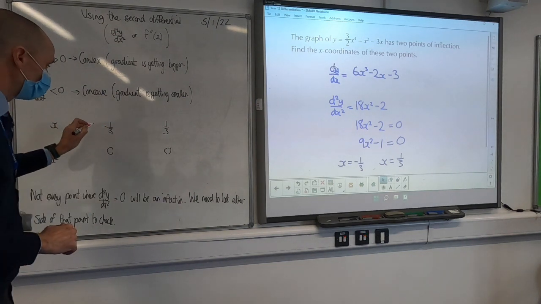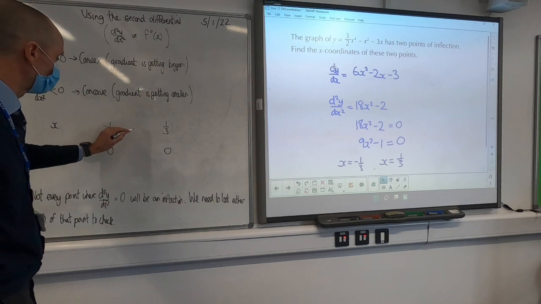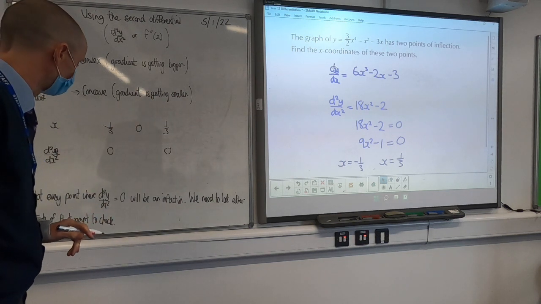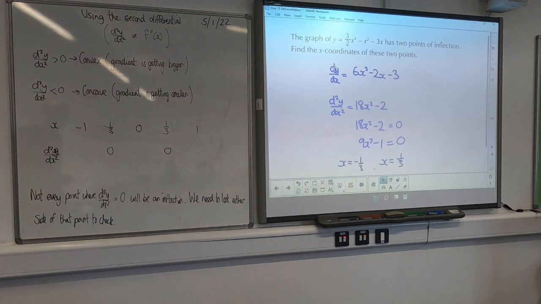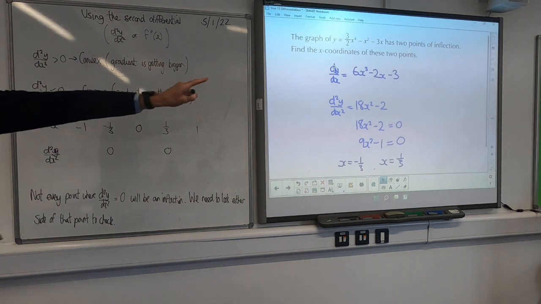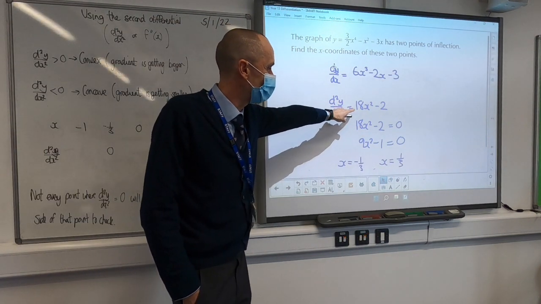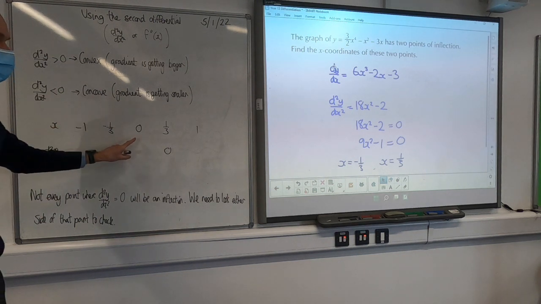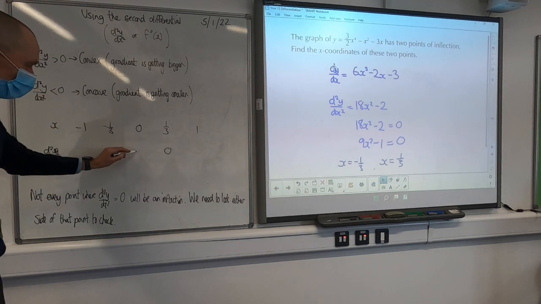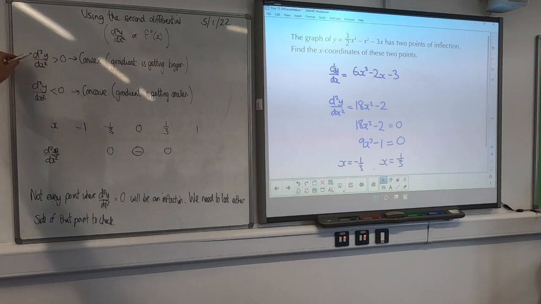So a point between minus 1/3 and plus 1/3, a nice easy one, would be 0. And a point the other side of that would be minus 1, and a point the other side of that would be plus 1. It doesn't matter really, I've chosen nice easy values. So if I go back to my second differential, 18x squared minus 2, where x is 0, that's going to be negative. Negative means the curve is concave at that point.